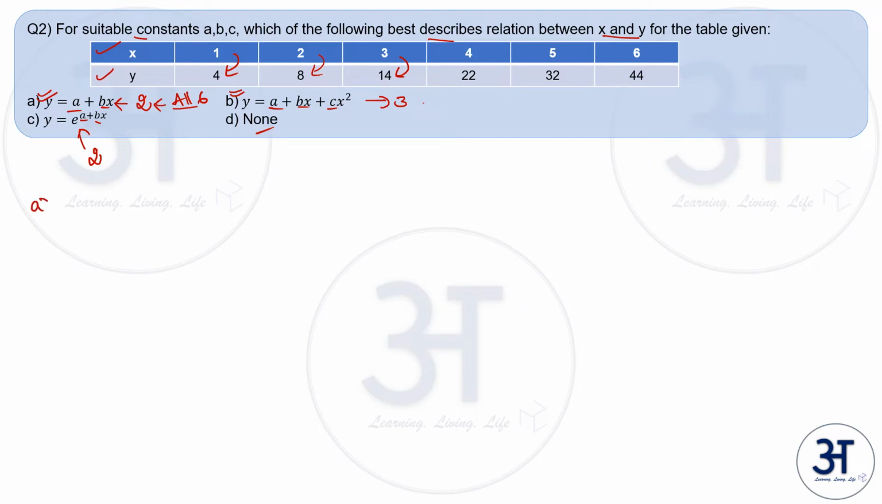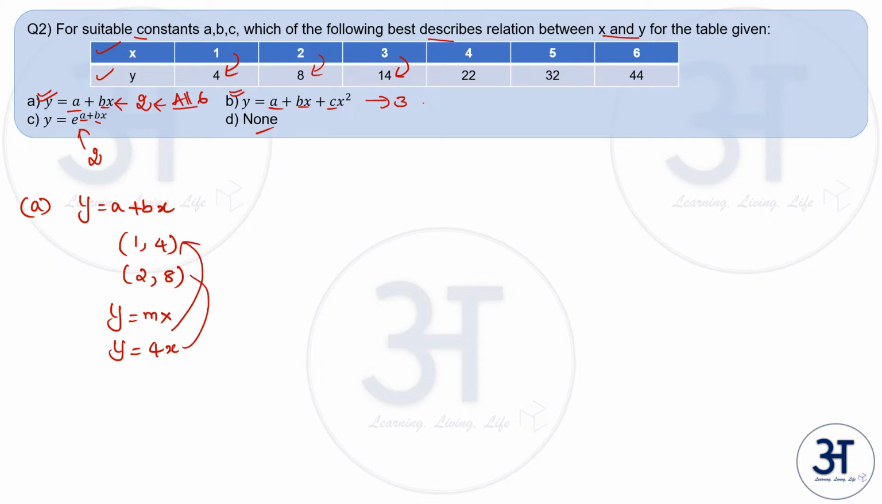So for option A, let me take y equal to a plus bx. Let me take 2 points, x equal to 1, y equal to 4 and x equal to 2, y equal to 8. By simple observation, you can see that it is of the form y equal to mx, where m is equal to 4, right? So this satisfies for both of these. If x equal to 1, y equal to 4. If x equal to 2, y equal to 8, right? So let us see if it is getting satisfied now for the rest of the points.